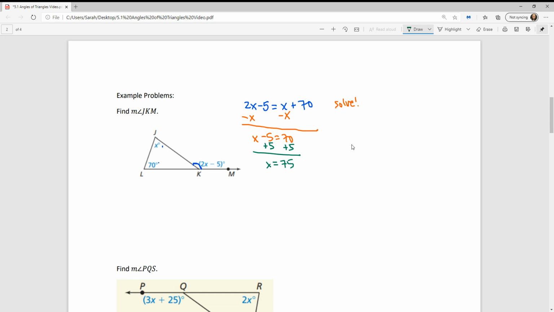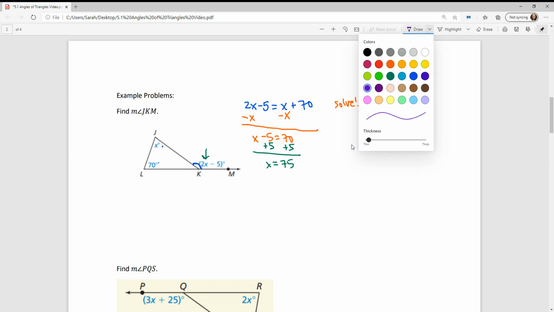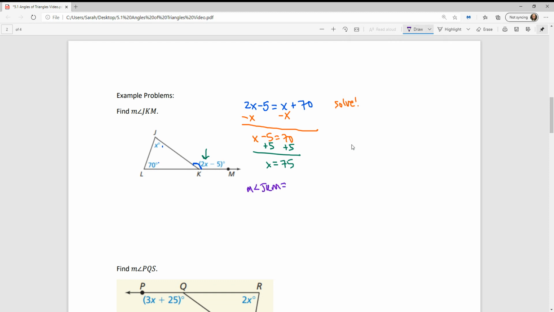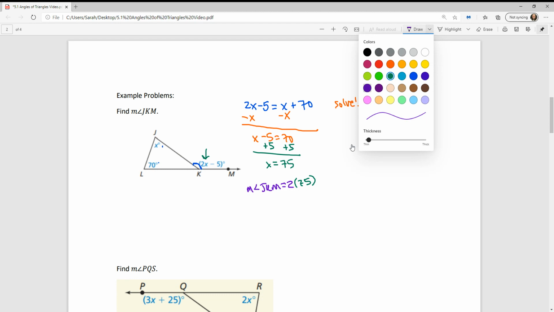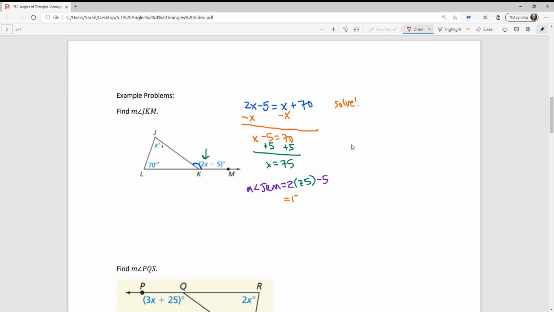You might be tempted to stop there. Remember, they're not asking us for x. They're asking us for the measure of JKM. So what I need to do is take this x and plug it in here to find the measure of JKM. So measure of angle JKM is going to be 2 times, since x is 75, parentheses 75, minus 5. And then we simplify that. 2 times 75 is 150, minus 5 gives us 145. So measure of JKM is 145 degrees.